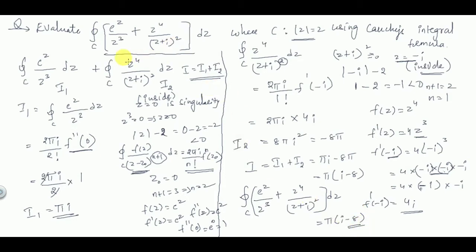Okay, so this is how, if you are given two different functions, you can split that, find the individual values by using the Cauchy's integral formula, and at last you can add them so that you will get the complete answer.